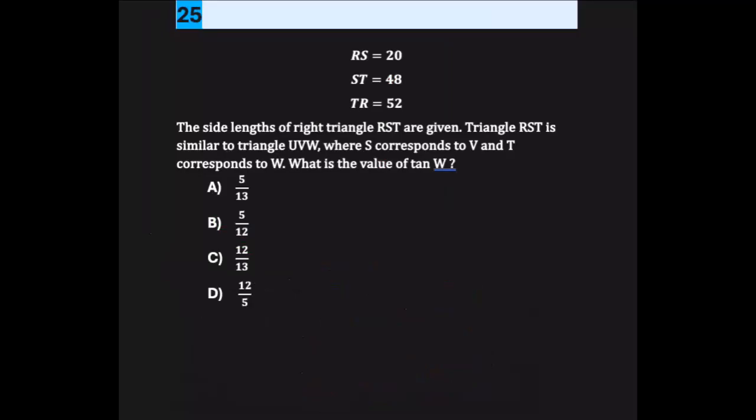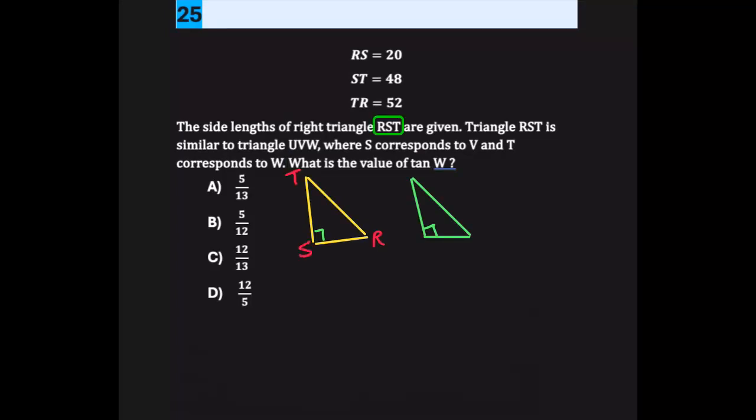Question 25 is about triangles, and we have the sides of right triangle RST, which is similar to triangle UVW, where S corresponds to V and T corresponds to W. So what is the value of tan W? Okay, let's draw the two triangles first. The first triangle is RST, and the second triangle, S corresponds to V. So V is going to be the right angle, and T corresponds to W. So here we're going to have W. U is going to correspond to R.